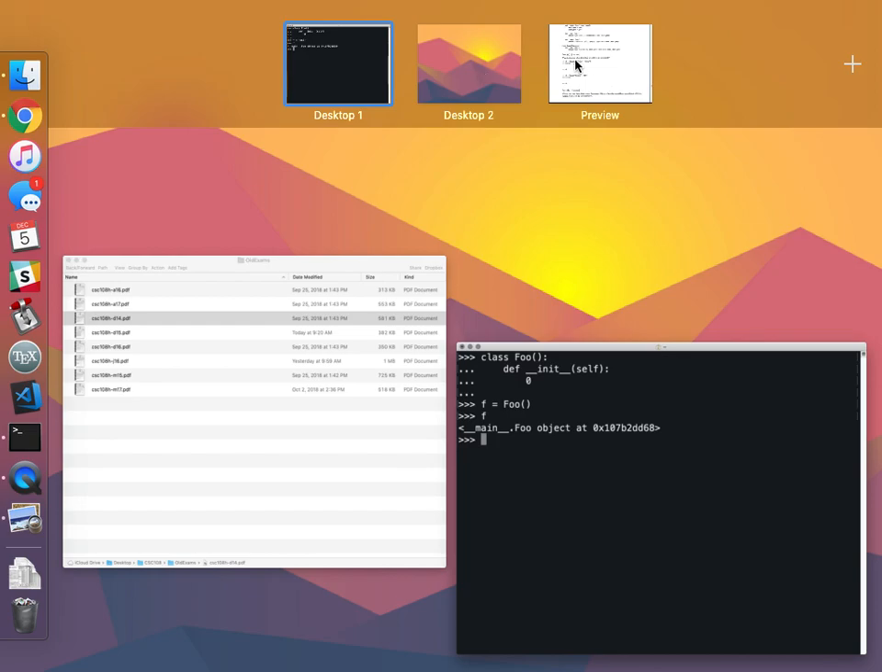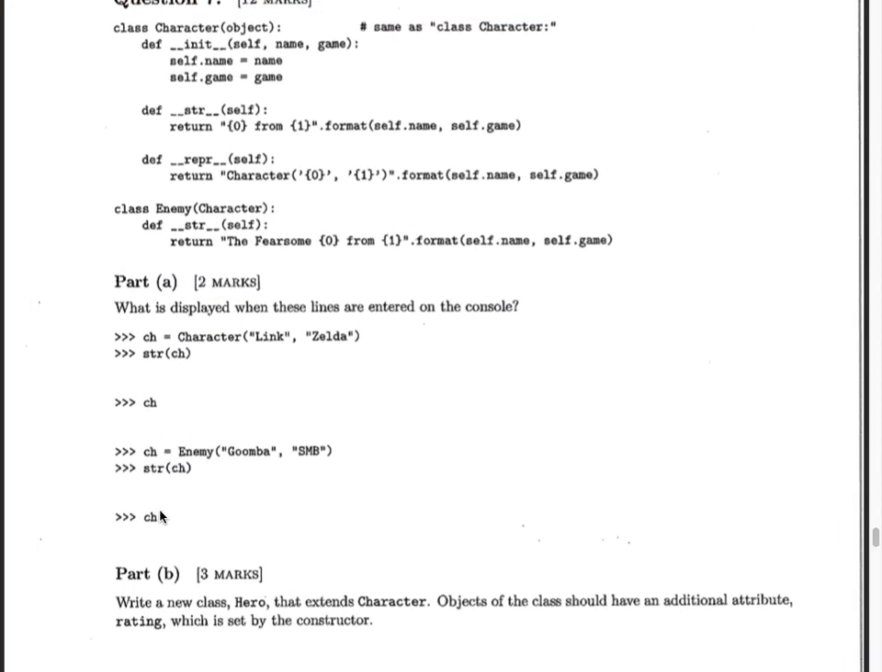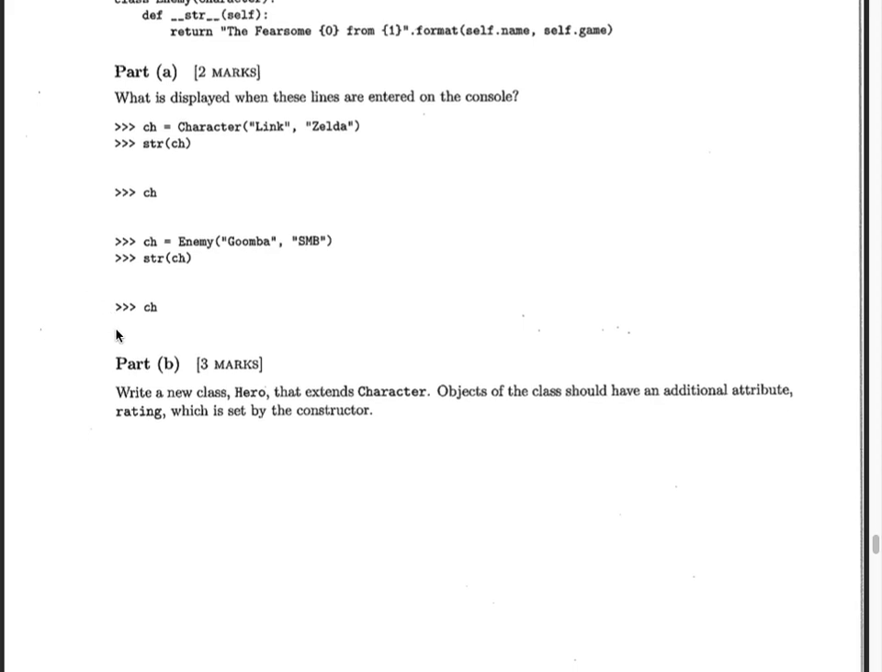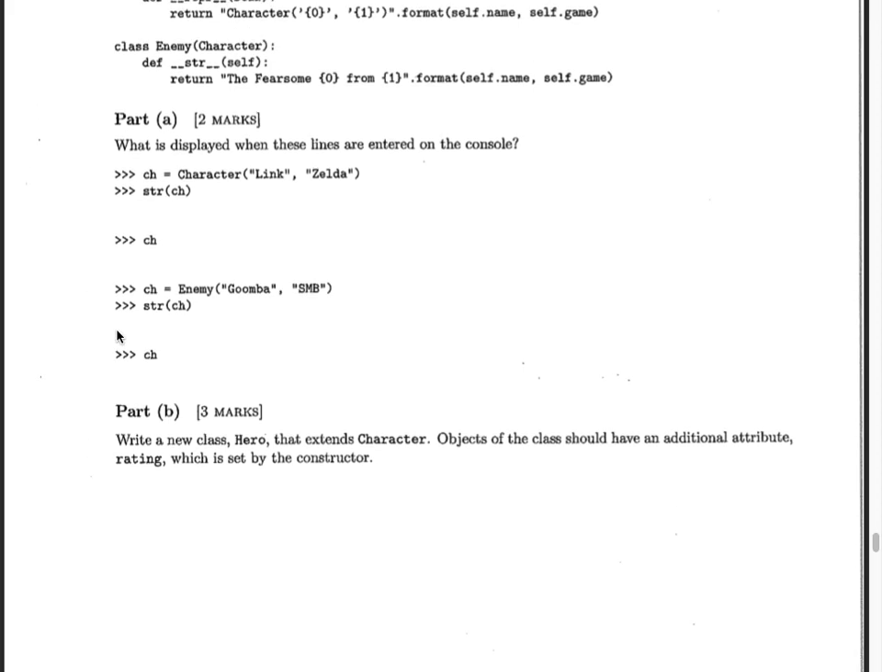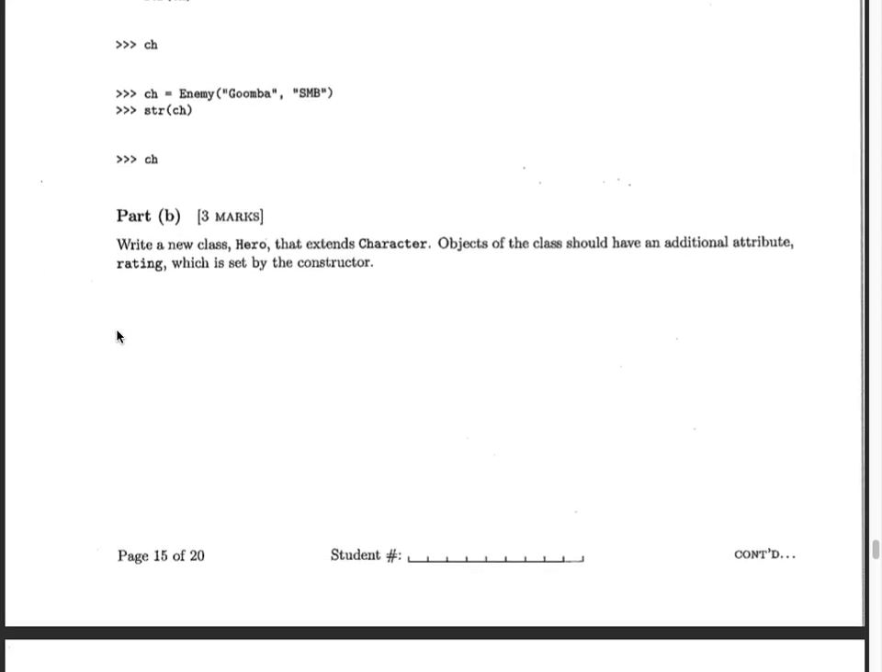Okay. So we can now answer this. So what's going to print here? Yeah, it's going to print like enemy object, basically. And just guess a memory location. It better be correct. I'm going to check.